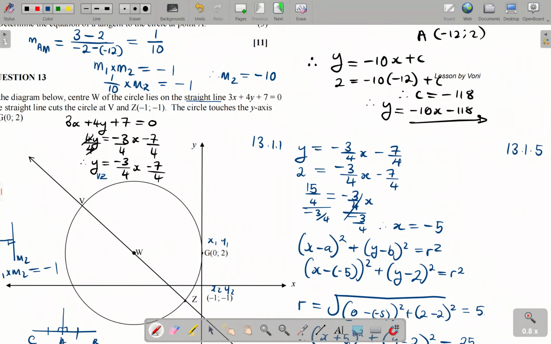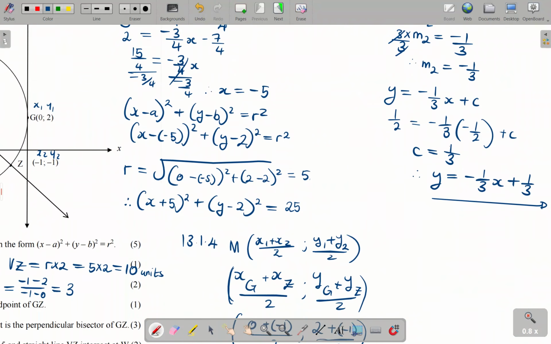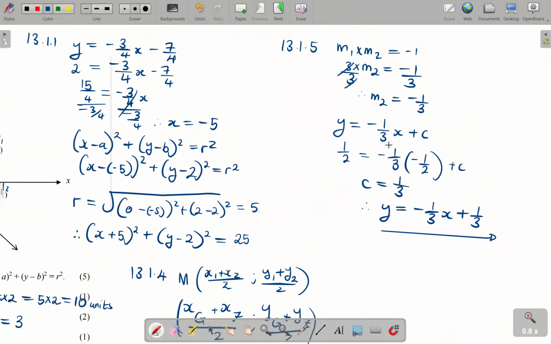Now, remember, when two lines intersect, they share the same y coordinate. Let's say you have a parabola, and then you have a straight line like that. Let's say the straight line cuts it there, and we call that W. To find the coordinate of W, you just equate the two equations, the straight line and the parabola. Why are you equating them? This shows where the intersection happens, because they share the same y coordinate.